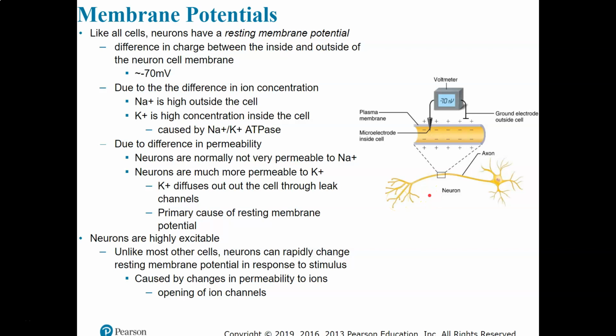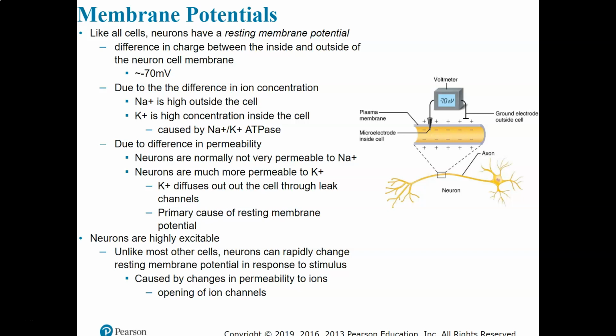Neurons, like all other cells, are going to have what we call a resting membrane potential. A resting membrane potential is a difference in charge between the inside of the cell membrane and the outside of the cell membrane. Note this membrane potential is called a membrane potential because it really does exist just across the cell membrane. Like all other cells, this is going to be negative. There's a wide range of charges that a neuron might have depending on the type of neuron, but the average resting membrane potential of a neuron is about minus 70 millivolts.